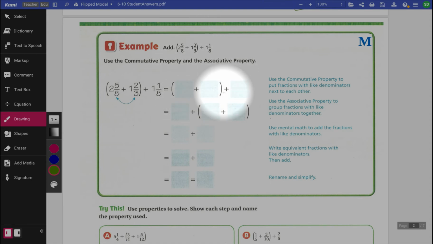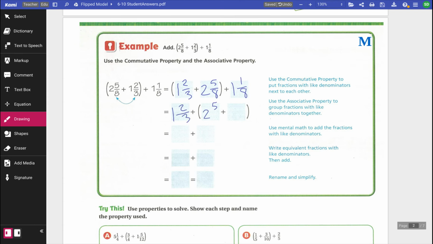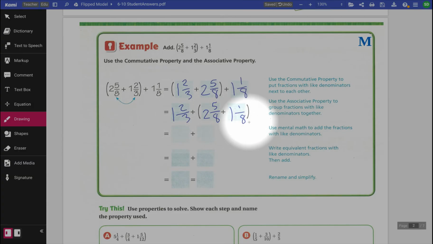So we can switch numbers around to make this easier. Okay, so here they have us rewriting this, flipping these numbers. I'll do it. You don't really need to do this part, but I'll do it anyway. And then what they have us doing is grouping these differently. Instead of adding 1 2/3 and 2 5/8 together, we can add 2 5/8 and 1 1/8 because that's just easier. Because the denominators, 8 and 8, are the same. So it's just easier to do that, right?